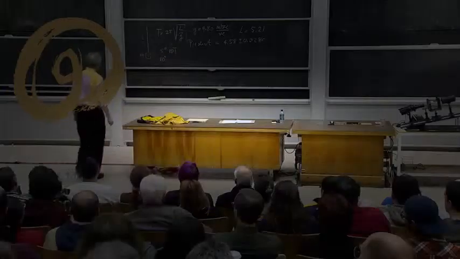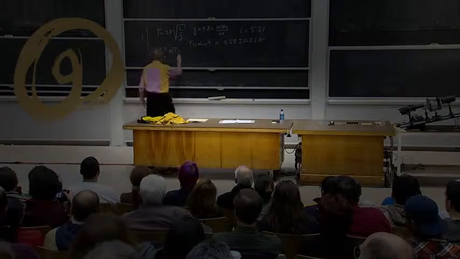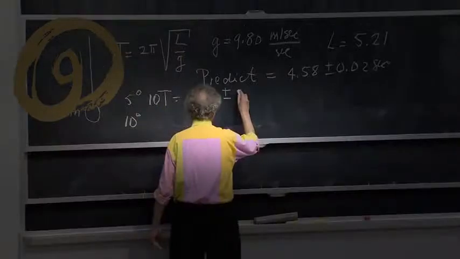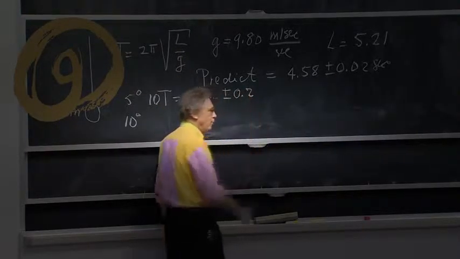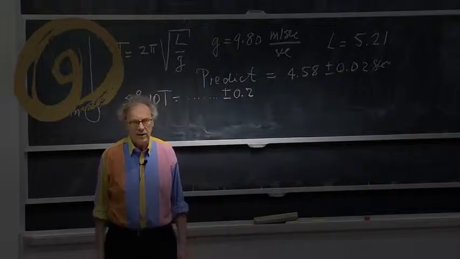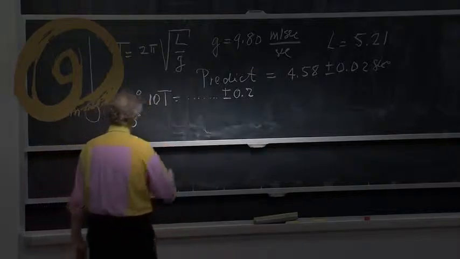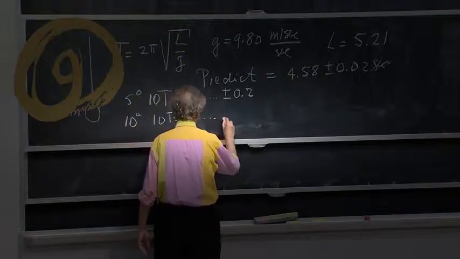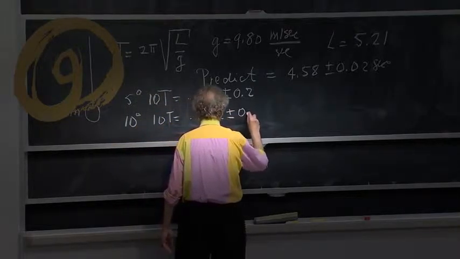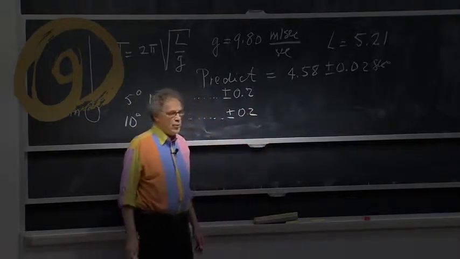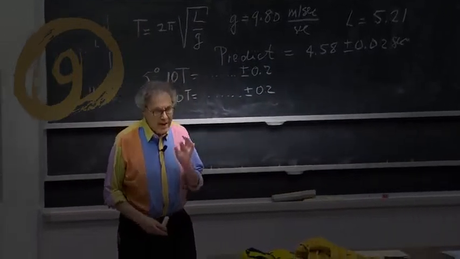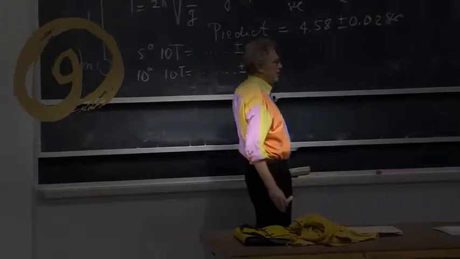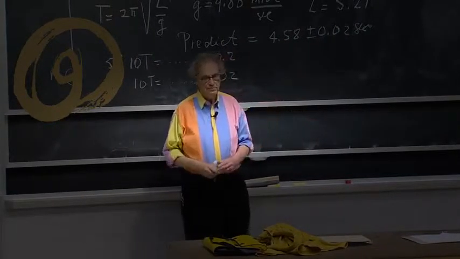You will see that. So the 10T is then going to be some number plus or minus my own inability, which is my 0.2 seconds reaction time. I can't change that. And so then I do it at 10 degrees, and then we get again 10T. We get a number, and then we get again plus or minus 0.2 seconds. And I'm going to demonstrate to you that within the uncertainty of the measurements, I get the same numbers in all three cases.